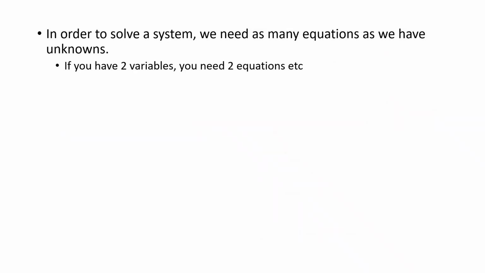Now, key fact about systems: in order to solve a system, we need to have as many equations as we have unknowns. So for example, if you have two variables, you need two equations. So I have told students this before.